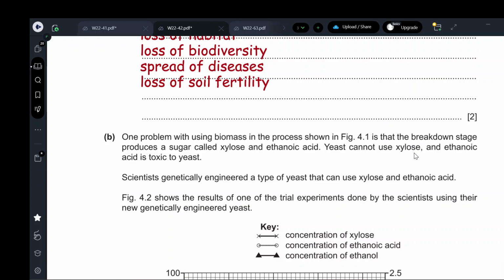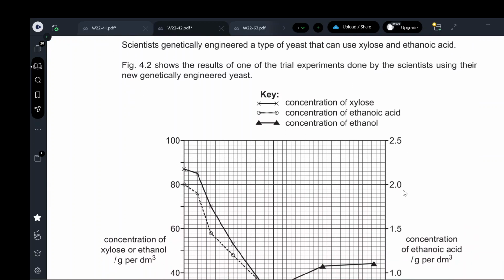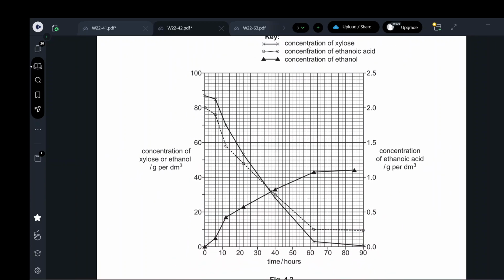So what is the solution? The scientists genetically engineered a type of yeast that can use xylose and ethanoic acid. The figure shows the results of one of the trial experiments done by the scientists using their new genetically engineered yeast. What can I see? Concentration of xylose and ethanoic acid are decreasing. Concentration of yeast is increasing, which means that this new yeast is using the sugar and it is growing.